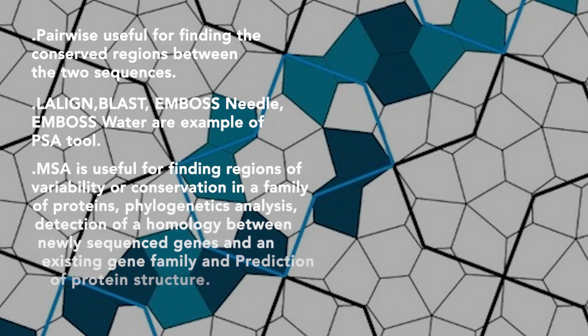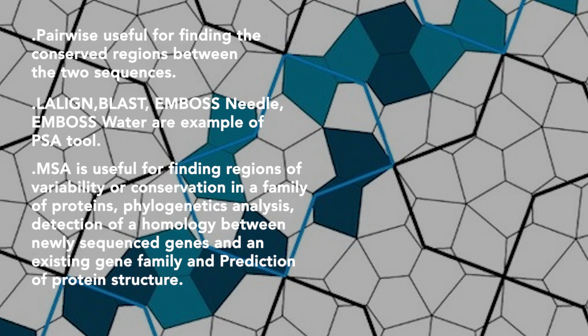Multiple sequence alignment is useful for finding regions of variability or conservation in a family of proteins, for phylogenetic analysis, for detection of homology between newly sequenced genes and an existing gene family, and for prediction of protein structure. Examples of multiple sequence alignment tools are MUSCLE, T-Coffee, MAFFT, Clustal W, and Clustal Omega.